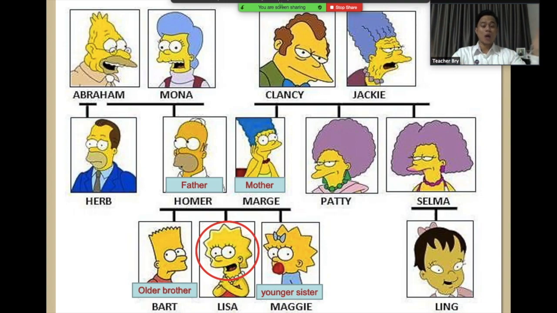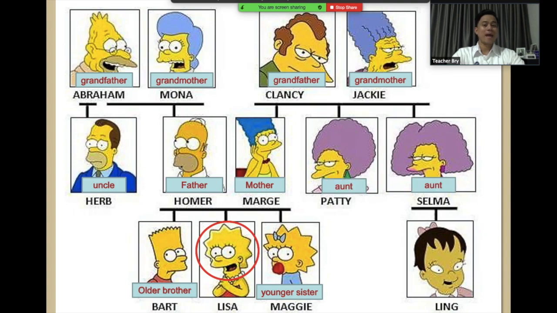Now, how about the rest of the family? It's actually the same with Bart Simpson. Abraham and Clancy are her grandfathers. Mona and Jackie are her grandmothers. Very good. Uncle Herb as well. And two aunts, Patty and Selma. And of course, Ling. Right, Ling is also her first cousin. Now, take a look at the difference of our family tree with Lisa.